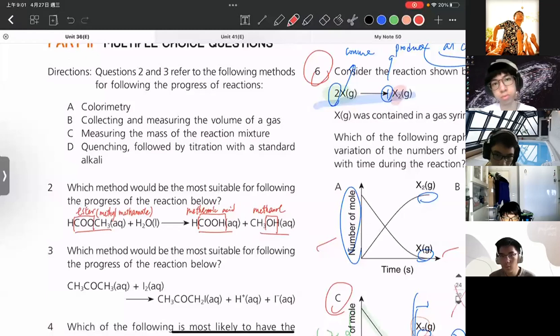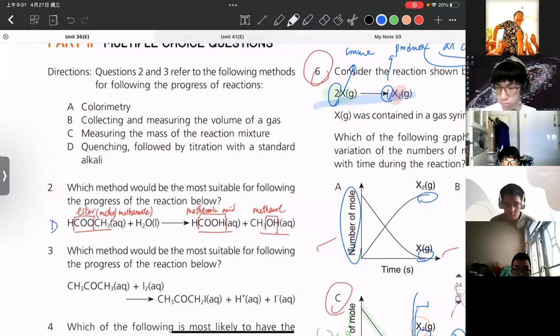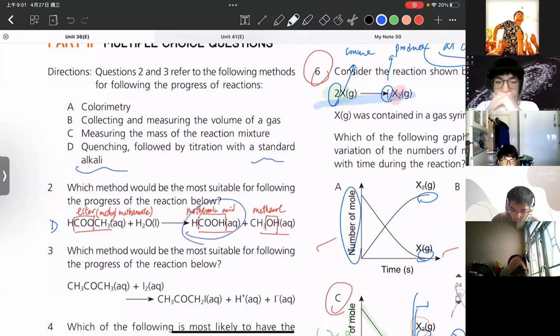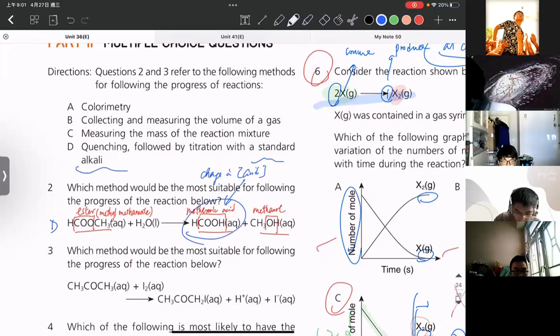So you please choose the most appropriate method. Which one? D. You may choose D. Yes, you are going to keep track of the titration with standard alkaline. Which chemical's concentration are you going to consider? Because it's an acid, you are going to measure the change in concentration of the acid by doing titration. Do you follow our concept? Do you know how to choose?